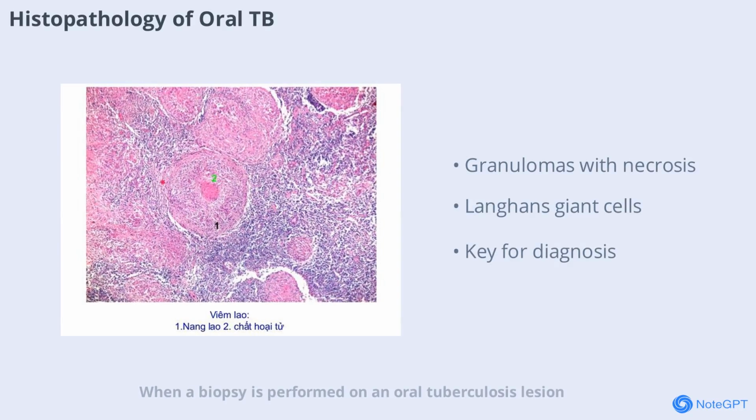When a biopsy is performed on an oral tuberculosis lesion, microscopic examination typically reveals granulomas with central caseous necrosis, surrounded by epithelioid cells and Langerhans giant cells. This classic histological appearance helps distinguish TB from other causes of oral ulcers. Identifying these features is crucial for confirming the diagnosis and guiding appropriate treatment.